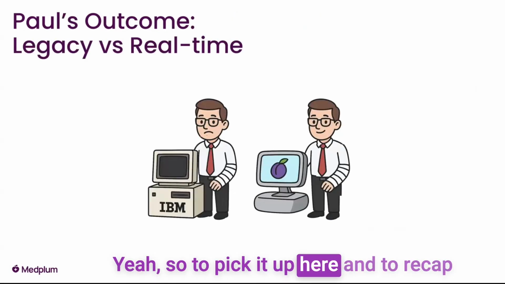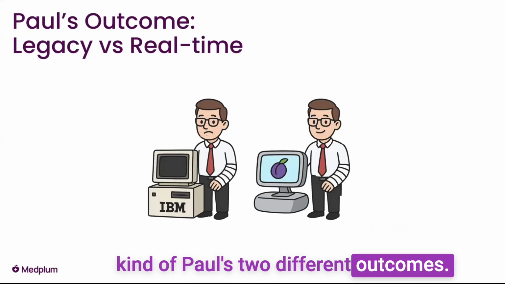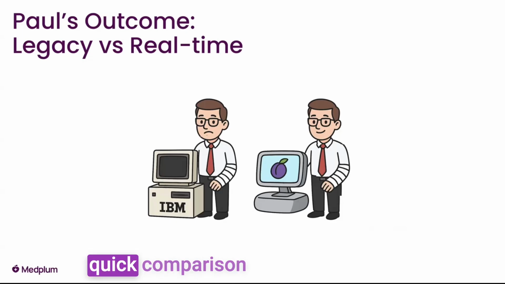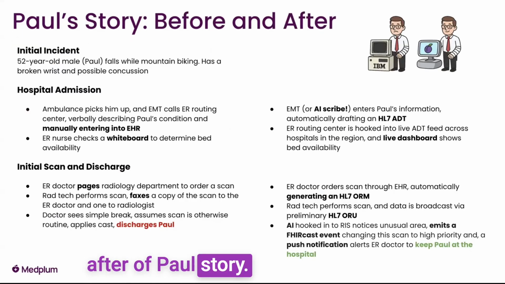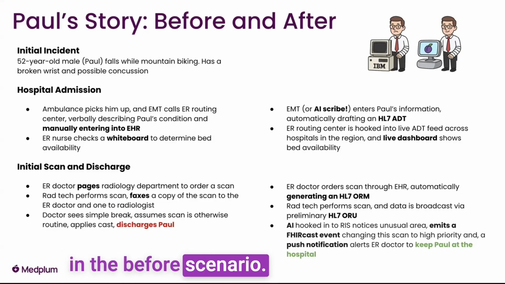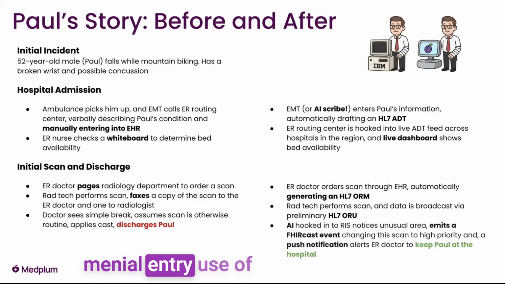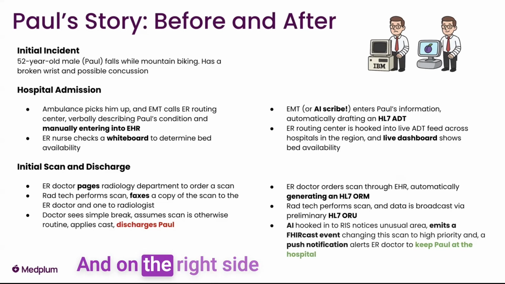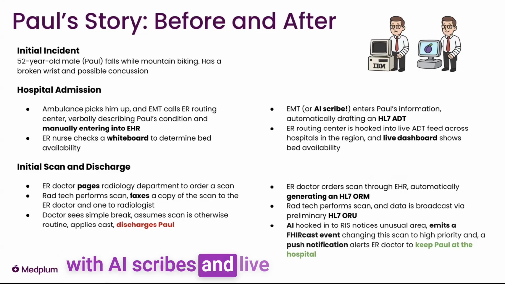So to pick it up here and to recap Paul's 2 different outcomes, one in the legacy system and one with real-time enablement, I want to do a quick comparison of the before and after of Paul's story, the before being on the left side here and the after being on the right. Just quickly going down both sides. On the left, in the before scenario, you see a lot of manual entry, use of whiteboards, use of calling, pages, faxes, and generally just ill-fated results for Paul. And on the right side here, you can see that with AI scribes and live HL7 feeds, we're able to allow Paul to be better taken care of before he even leaves the hospital.